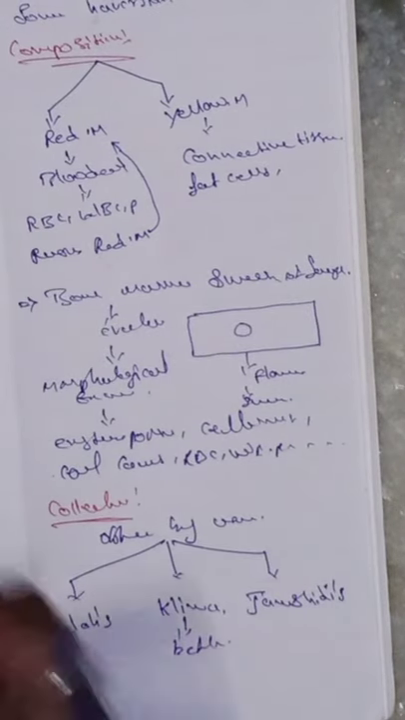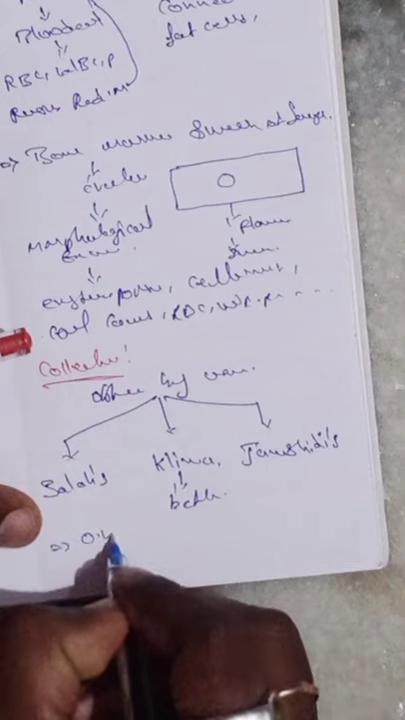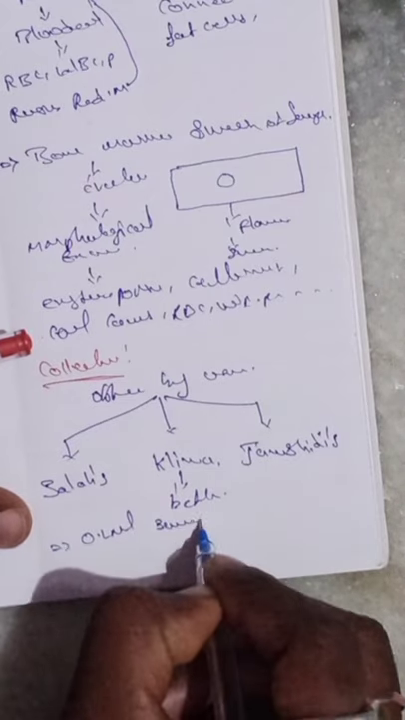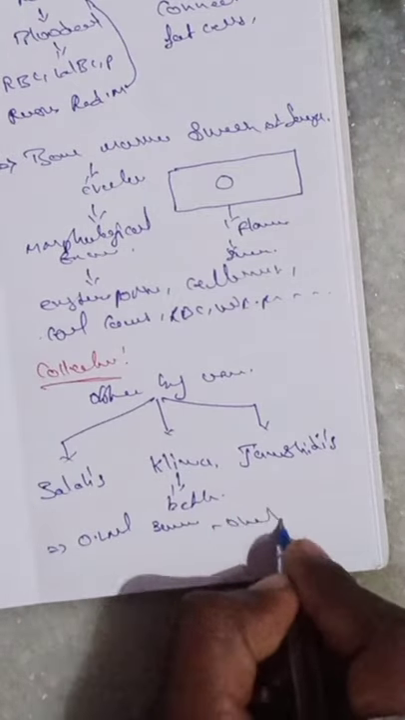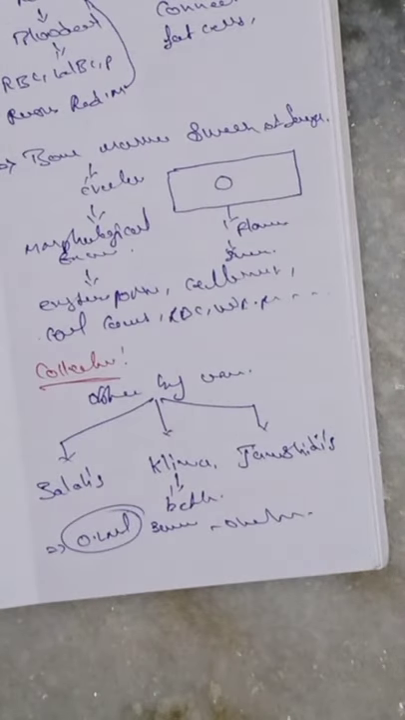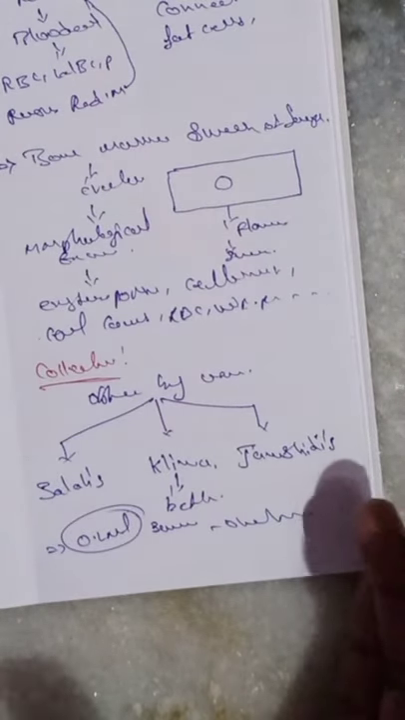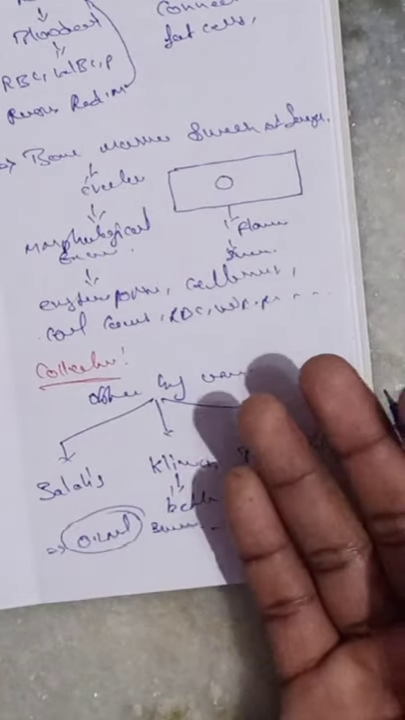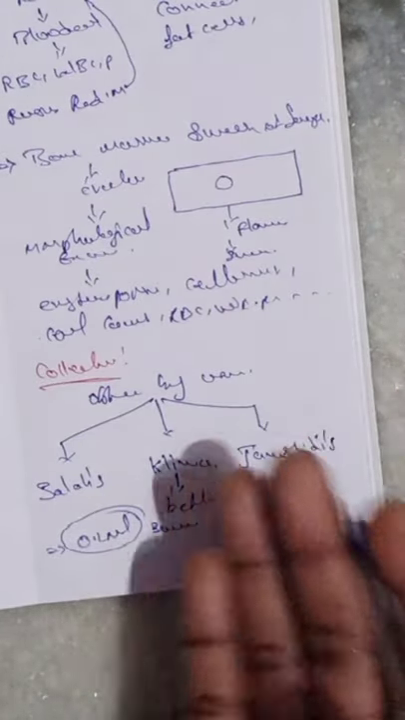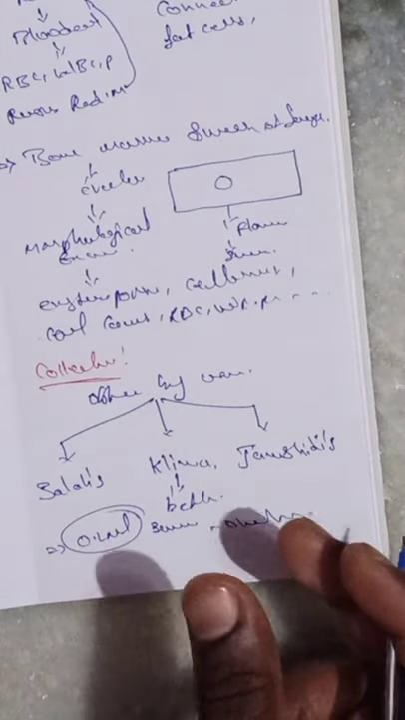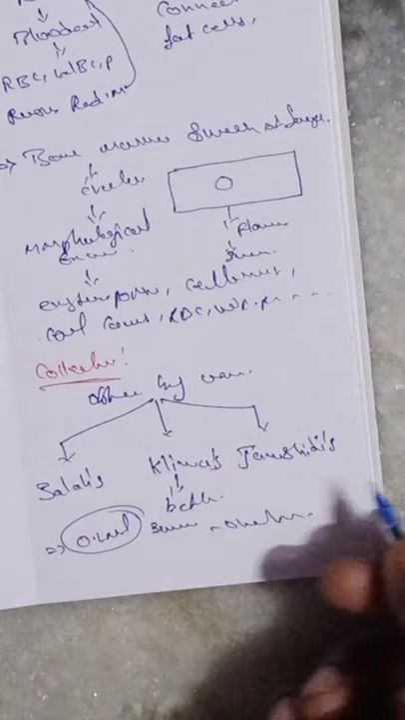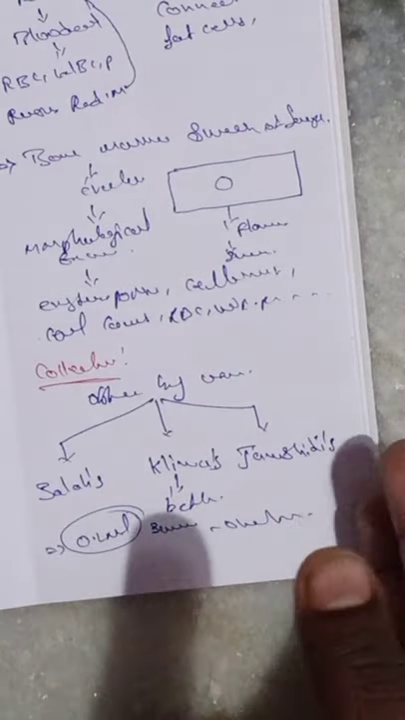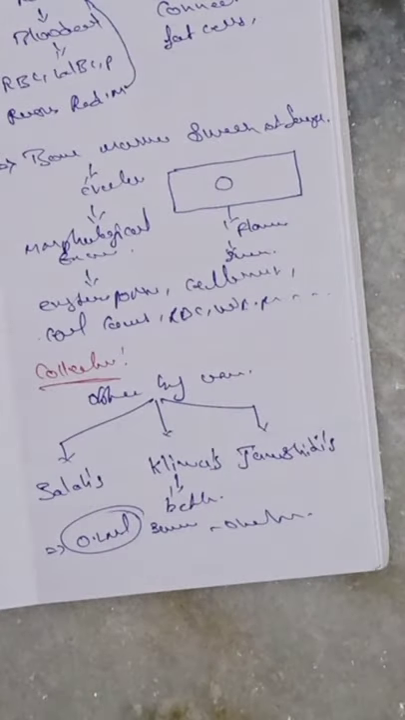And how much sample is collected? 0.2 ml of sample, not more than 0.2 ml, is collected from our bone at one time. So by aspiration of the bone marrow using the Klima needle, Jamshidi needle, or Salah needle, the Klima needle is better than the Jamshidi and Salah needles. So this is about the collection of the sample.